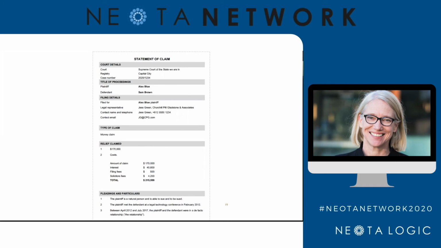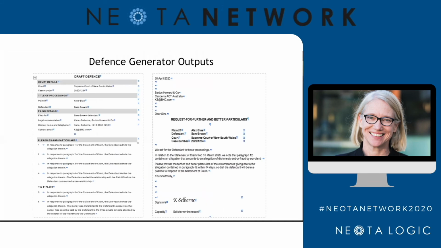In order to do this, we provided a statement of claim in a hypothetical scenario. And when they tested the app, they had a draft defense that is populated with all of the client's responses to each of the allegations in the statement of claim. And then we also have a request for further and better particulars because there's an allegation of fraud. Most junior lawyers who are asked to produce a draft defense would not know to respond to a question about limitations, to do a conflicts check, or to think about asking for further and better particulars of the other side.